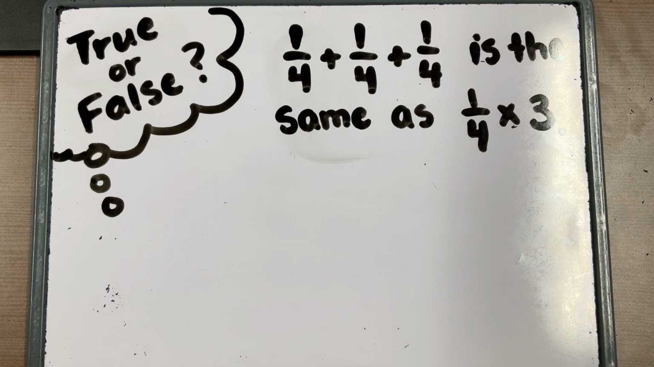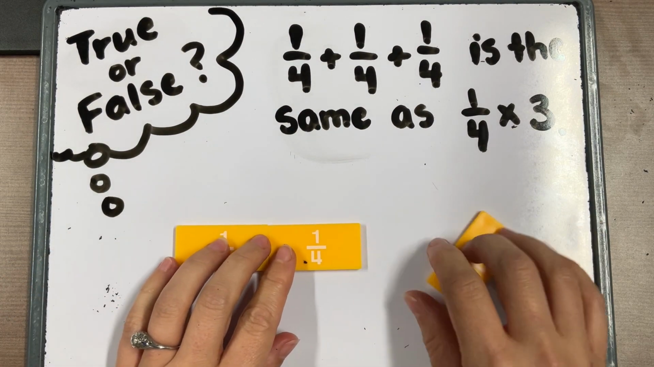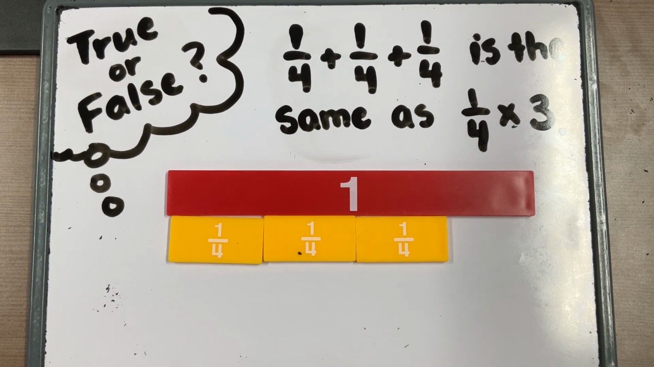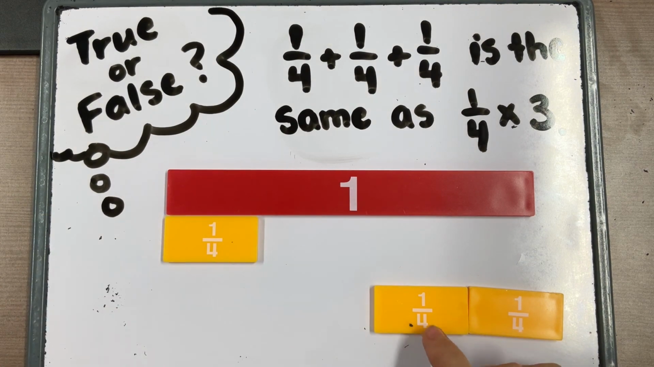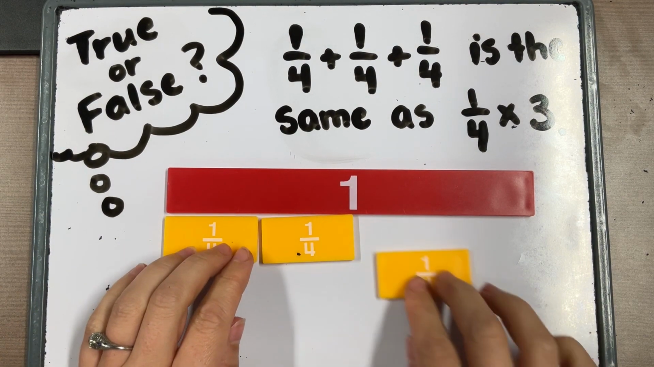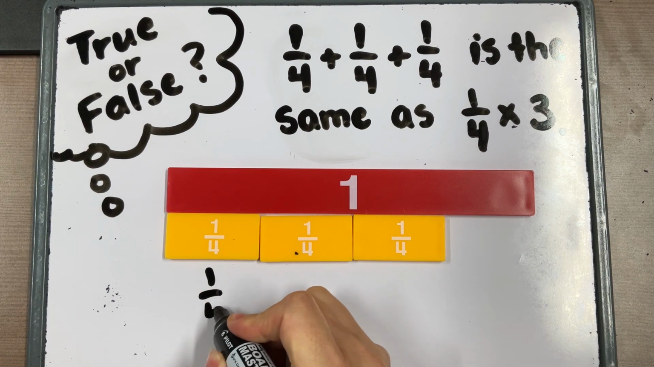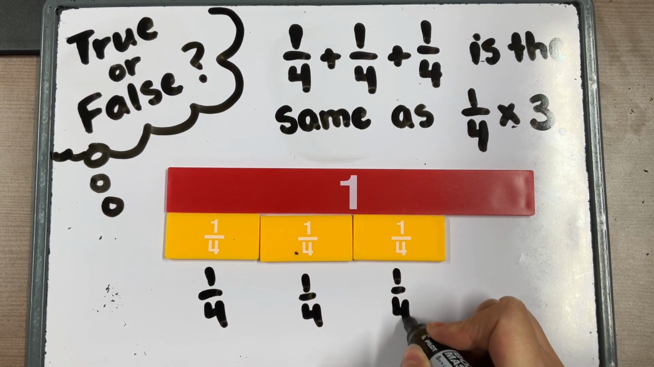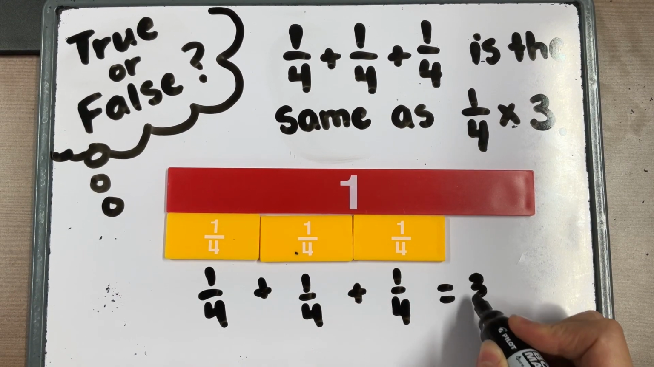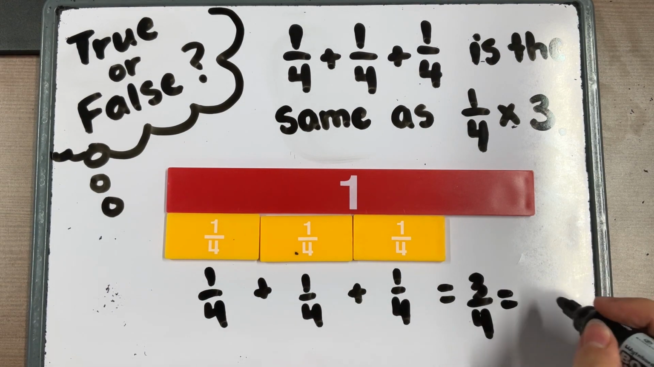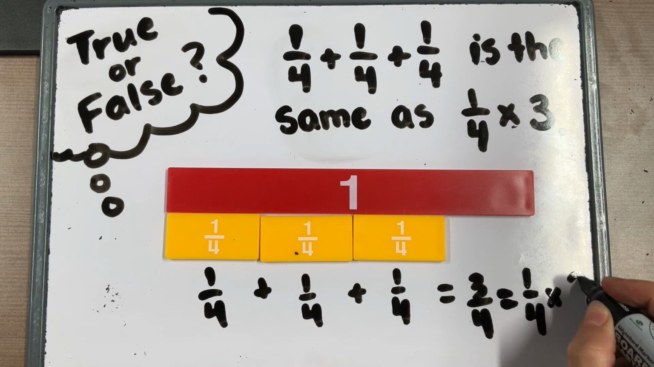Well, let's see. If I have 1/4 plus 1/4 plus 1/4, here's my whole. That's 1/4 and 1/4 and 1/4. If I take that 1/4 and I times it by 3, that means putting 3 of them in there. Is that the same? It is. 1/4 and 1/4 and 1/4 is 3/4. If I add those up together, I get 3/4. If I do 1/4 3 times, I also get 3/4. So I can say this is the same as 1/4 times 3.